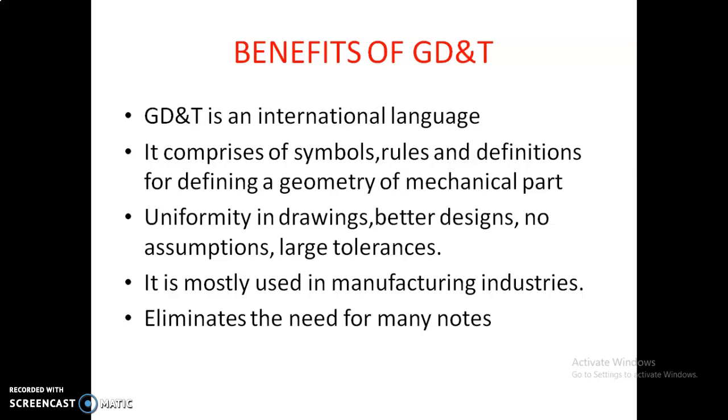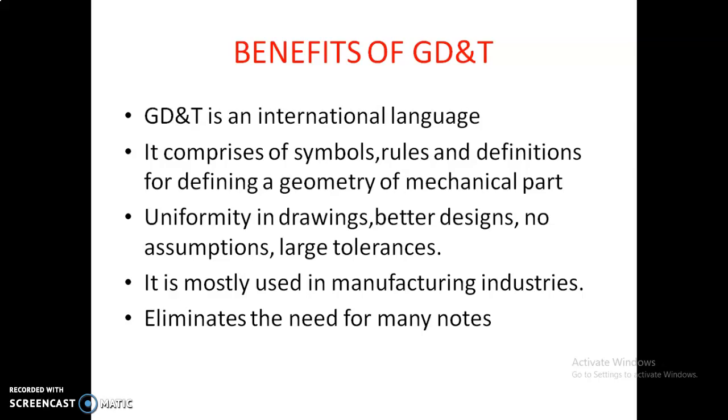It is mostly used in the manufacturing industry to get better output and the desired finish. It eliminates the need for many notes. In GD&T, the supplier gives their drawing with all these symbols mentioned, so that we do not require any notes at our end, and we can easily identify those symbols and use them during the production process or while analyzing the drawing. These all are the benefits of GD&T.